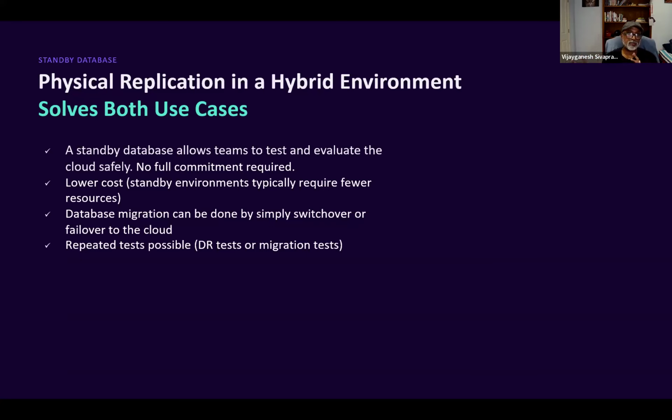Because if you're in on-premise, you have to spend on your capital expenditure for your infrastructure, servers, and all of the things. And database migrations can be done simply with a switchover or a failover to your cloud. Usually we recommend switchover because of the ability for you to bring it back to its original configuration if there are any issues. And repeated tests are possible because you can do DR tests or migration tests on your DR environment, both for your enterprise and your standard edition.